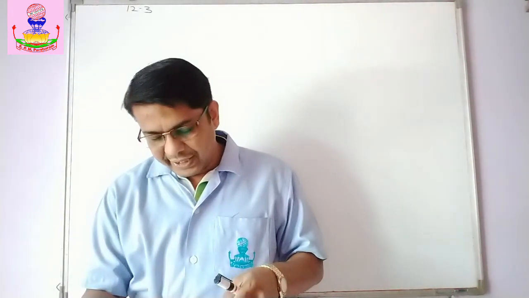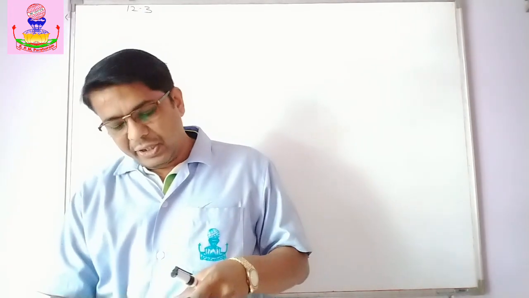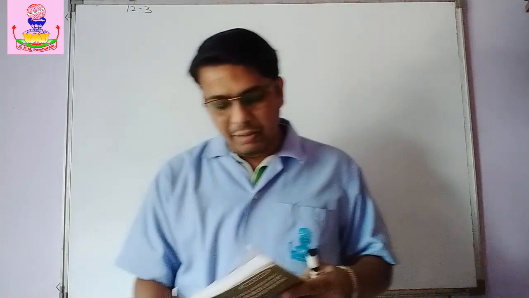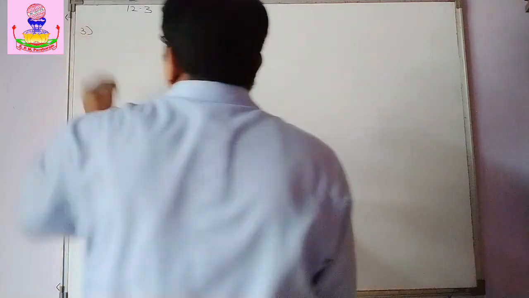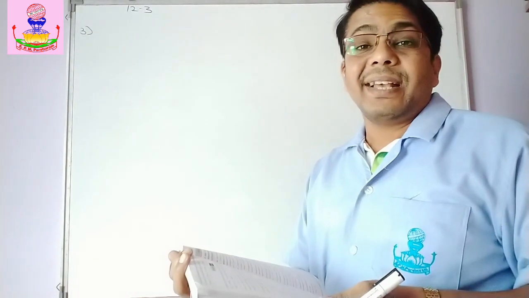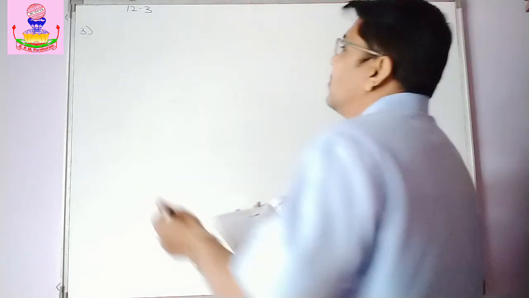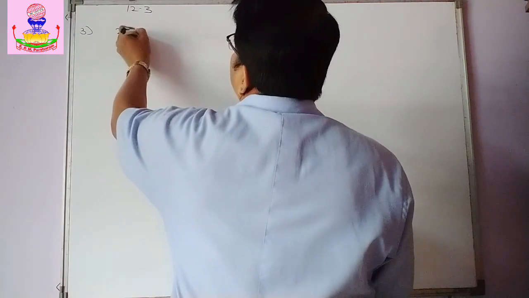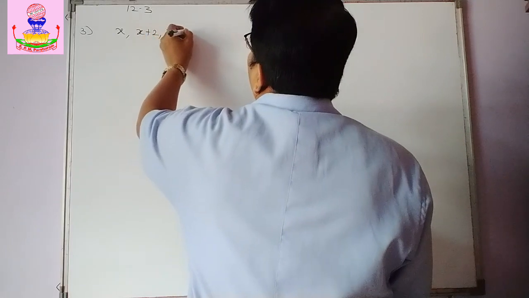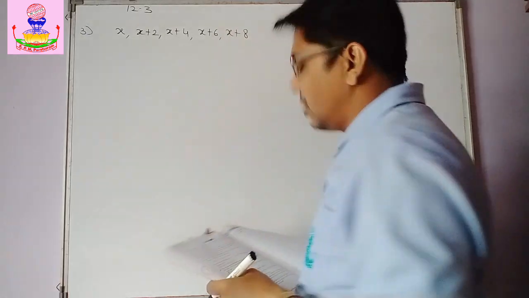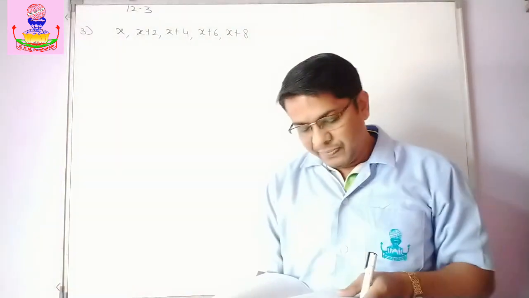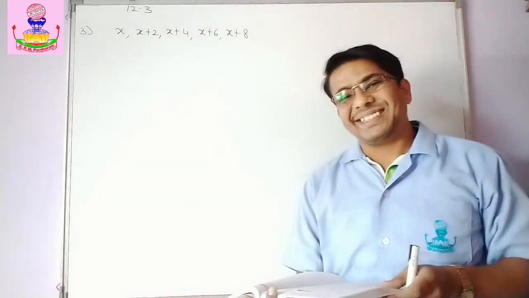Now see the third one: the average of 5 consecutive even numbers is 12. How many times is the smallest number that of the greatest number? Now again here are some clues. No need to solve as actual by formulae. Okay, so what are the 5 consecutive even numbers? x, x plus 2, x plus 4, x plus 6 and x plus 8. These are the 5 consecutive even numbers. The difference is 2 because they are even numbers, right?